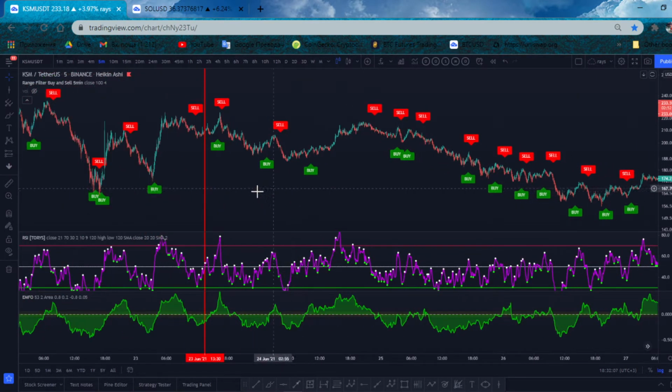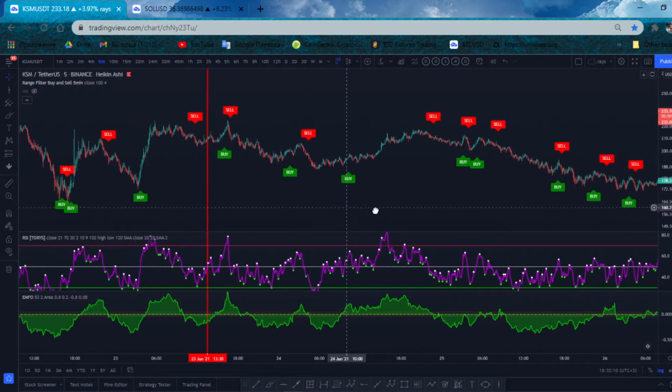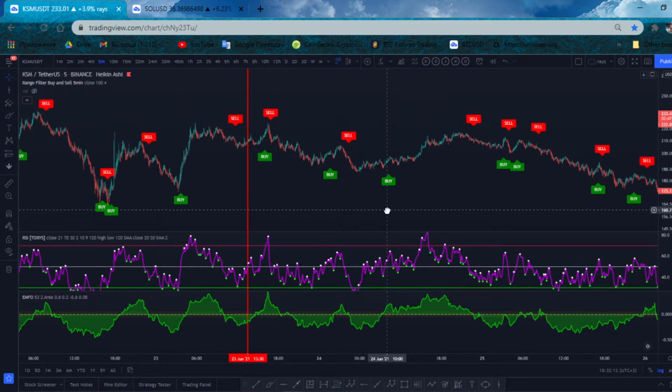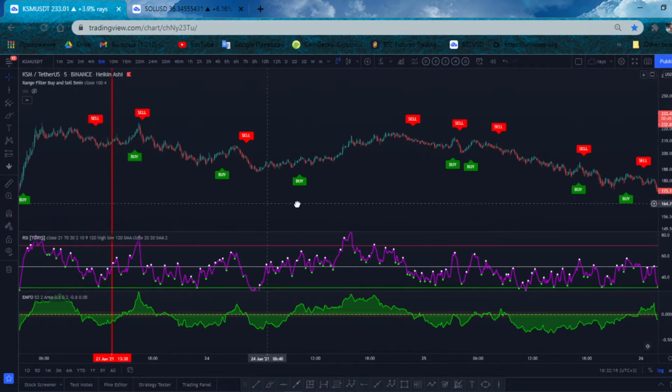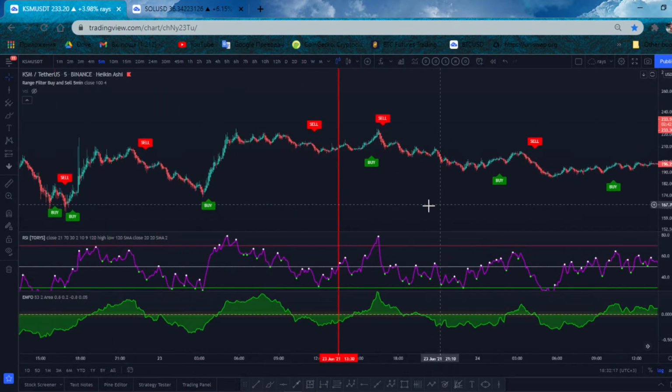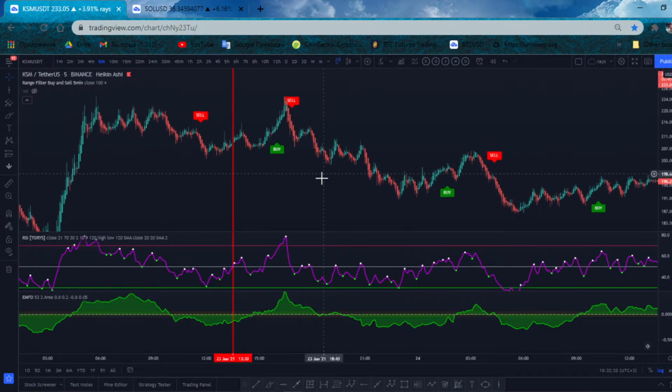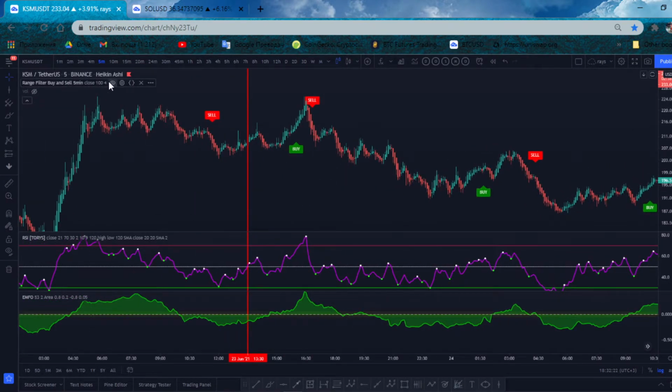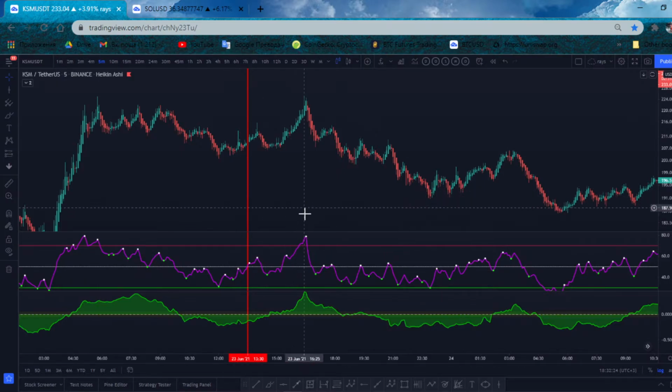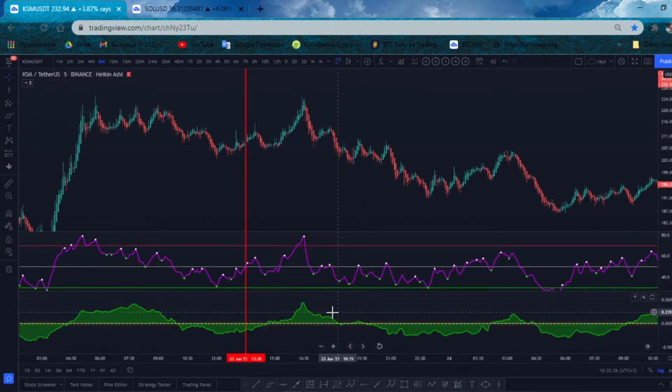And on 5 minutes, I don't see many things except that. Look at this. Ignore the buy and sell signals, I'm going to remove them. On the 5-minute chart, we see a decrease in the money flow here, and they go down.